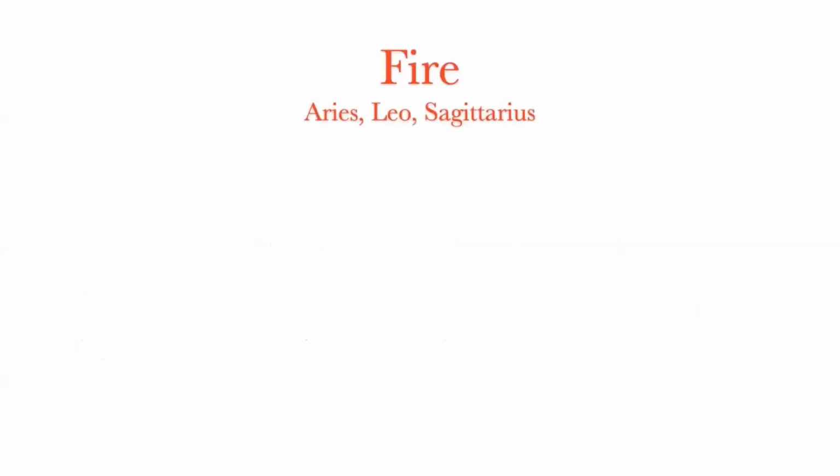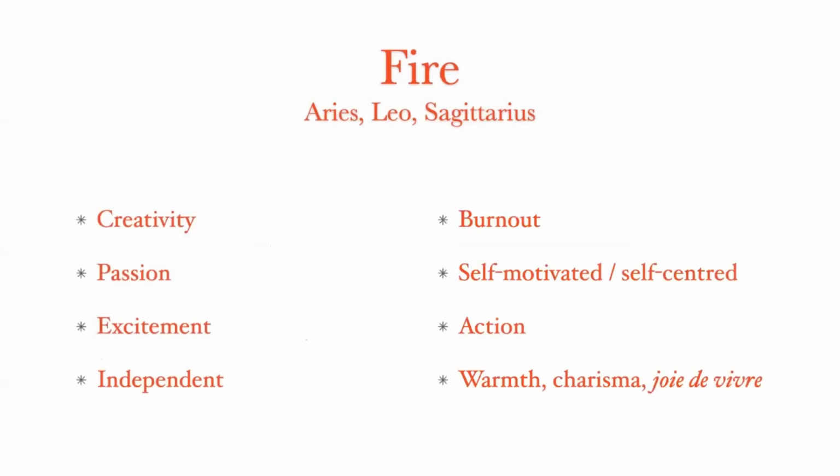So fire: Aries, Leo, and Sagittarius. Here's a list on your screen of keywords of what the fire element is essentially about. As it shows, fire is the realm of creativity, passion, excitement, enthusiasm. You meet somebody with a lot of fire in their chart, you can usually feel a certain level of intensity. They're more animated, often more outgoing, radiating energy.